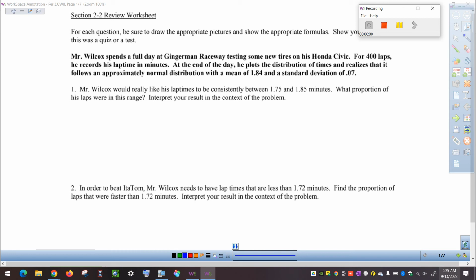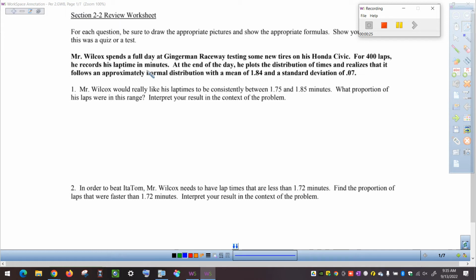All right, so it says here, Mr. Wilcox spends a full day at Gingerman Raceway testing some new tires on his Honda Civic. For 400 laps, he records his lap time in minutes. At the end of the day, he's going to plot the distribution of times, and he realizes that it follows an approximately normal distribution, with a mean of 1.84 and a standard deviation of 0.07.